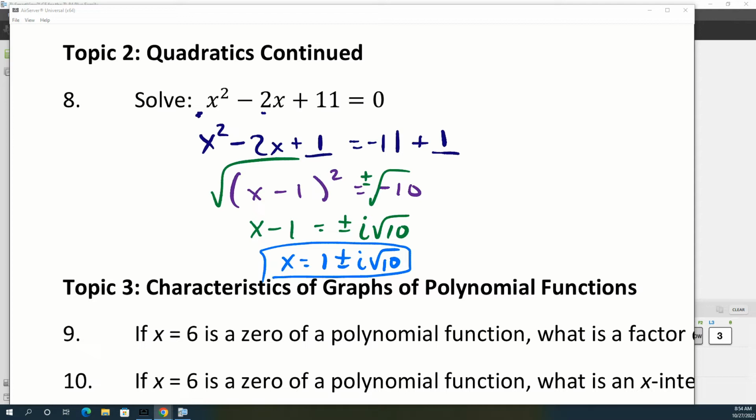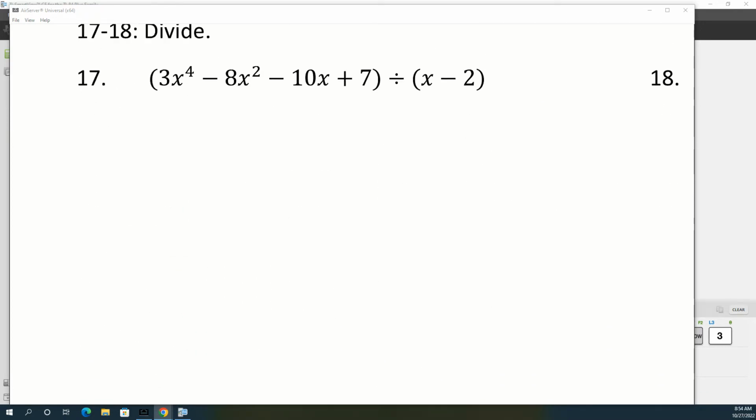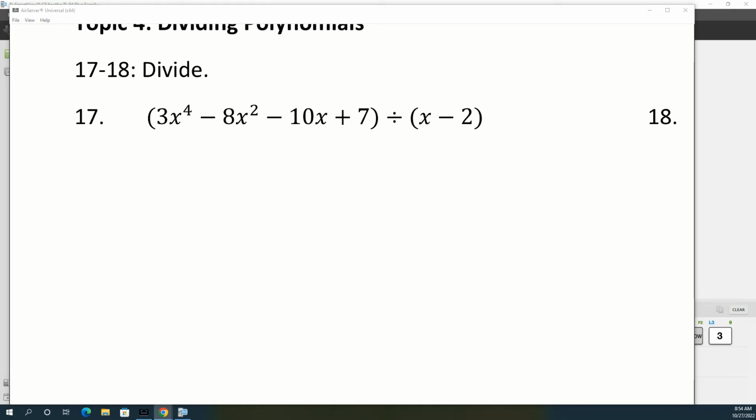All right. So what other questions do you guys have? Yes. All right. So 17 and 18 are both to divide. Can I do synthetic division on number 17? I can. So because I'm dividing by just x minus 2, I can do synthetic. What would I put in the box? Positive 2. Do I need to fill in any zeros? Yes.